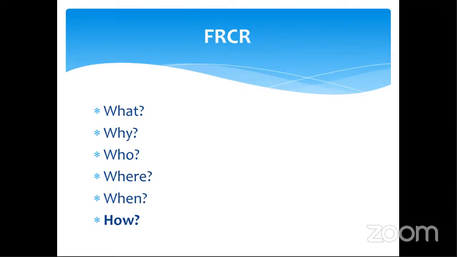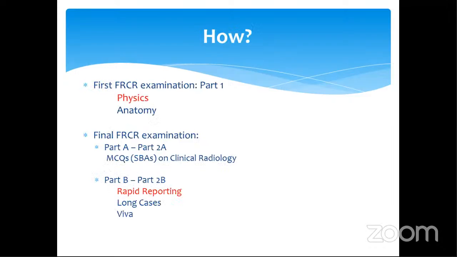Coming to the most important part, how to crack FRCR. The first FRCR exam, part one, consists of physics and anatomy. The second part, which is the final FRCR exam, is divided into two: part A and part B. Part A is an MCQ based exam, which the Royal College calls SBA, or single best answer. So out of 5 options, you have to mark the single best correct answer. Part 2B consists of rapid reporting, long cases, and viva.